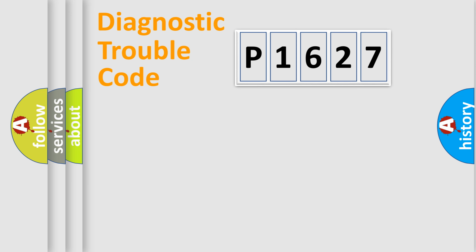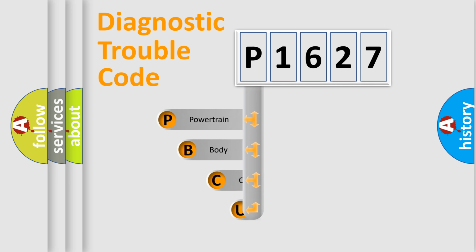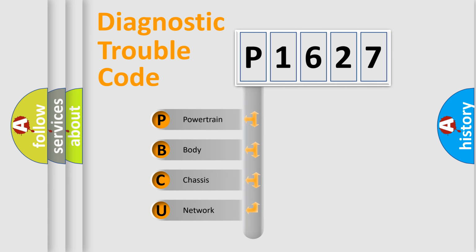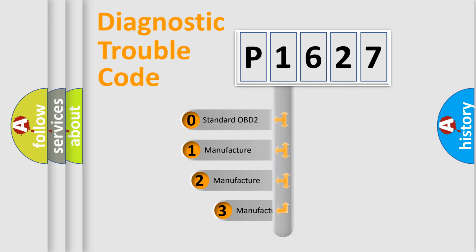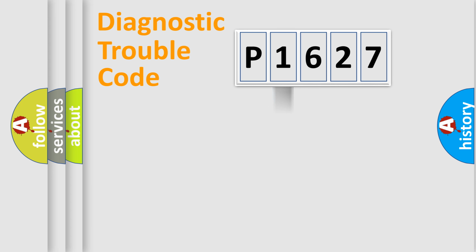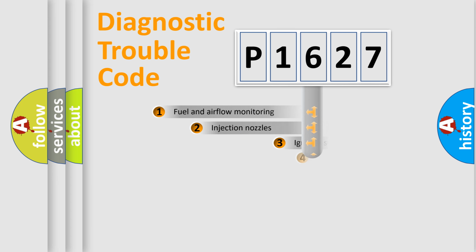Let's do this. First, let's look at the history of diagnostic fault code composition according to the OBD2 protocol, which is unified for all automakers since 2000. We divide the electric system of the automobile into four basic units: powertrain, body, chassis, network. This distribution is defined in the first character of the code. If the second character is expressed as 0, it is a standardized error. In the case of numbers 1, 2, 3, it is a manufacturer-specific error.